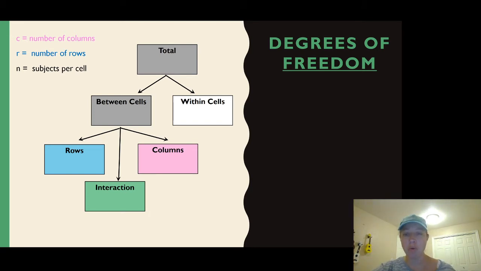In blue, our rows were our sleep conditions. There were the 4 sleep conditions, so R in this scenario is 4. And then little n is the number of subjects per cell. In this case, it was 5. We had 3 by 4, 12 combinations, 5 per cell, for a grand total sample size of 60.